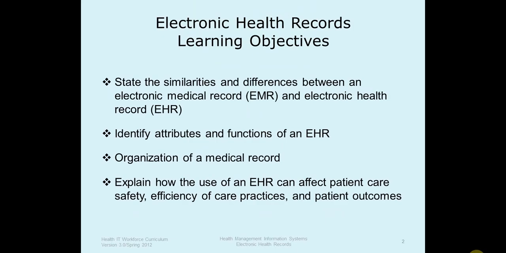So the objectives are going over the similarities and differences between the EMR versus EHR, the attributes and functions of an EHR and an EMR, how that can be organized, and it will follow a paper record even in the electronic world, and how the EHR is affecting patient safety, efficacy of care practices, and patient outcomes.